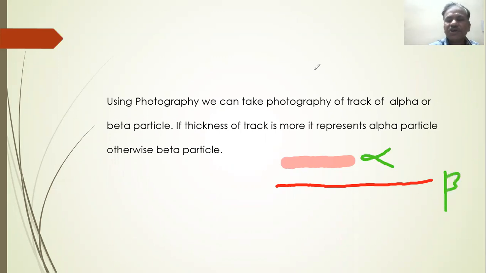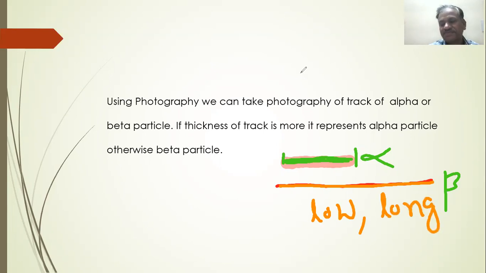This is the track of the beta particle. Because the alpha particle is a heavy one, the track made by the alpha particle is a thick line and a short line. That is, the track length is short and at the same time it is thick. Whereas for the beta particle, the track length is more and the thickness is low. Why it is long and thin is because beta particles are nothing but electrons. The size of the particle is very small compared to the alpha particle.